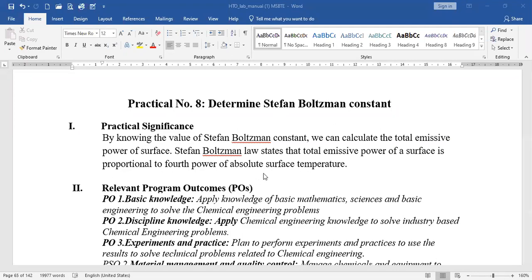So to calculate the Stefan Boltzmann constant, we must know the Stefan Boltzmann law. The Stefan Boltzmann law states that the total emissive power of a surface is proportional to the temperature raised to 4. And on the basis of that law, we can calculate the total emissive power.